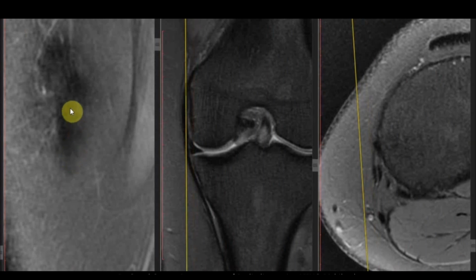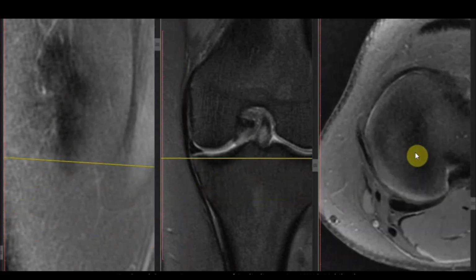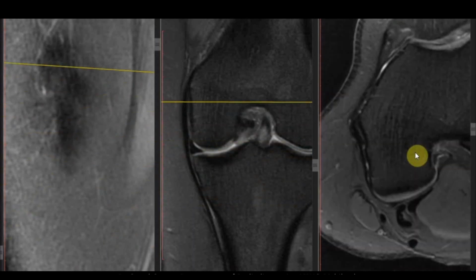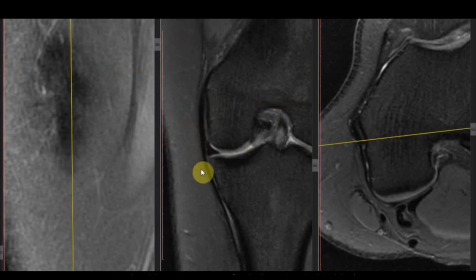You can also see it in sagittal plane. So this hypointense structure is the medial collateral ligament. So medial collateral ligament is composed of 3 layers. First is the crural fascia. Then comes the superficial component of medial collateral ligament, which is this structure. Then comes the deep component of MCL.